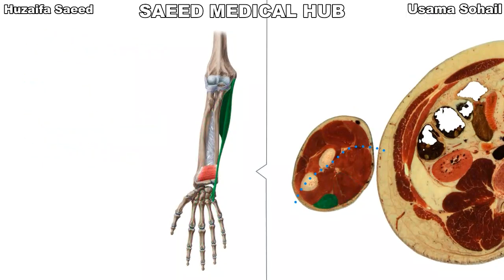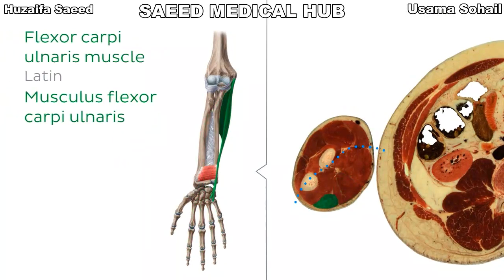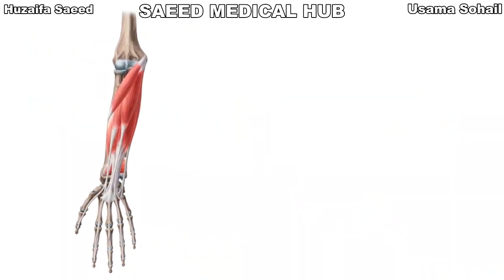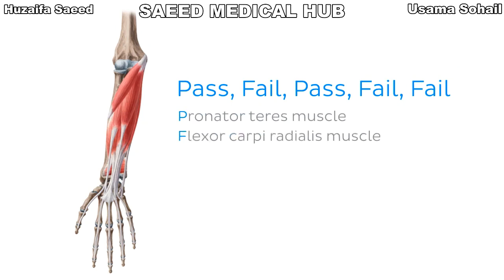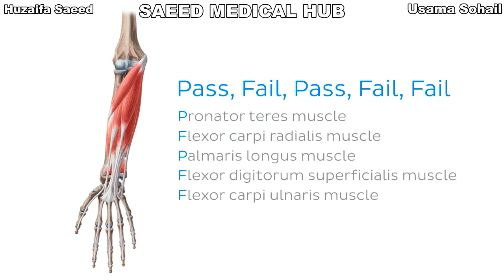And moving on, we will finally finish this layer with the flexor carpi ulnaris muscle. Alright, now we're going to do something which is a little bit fun. To help you remember these 5 muscles mentioned here, especially when you're doing an exam, you can use this really fun mnemonic, which is pass, fail, fail. I'm sure that won't be difficult for you guys to remember.